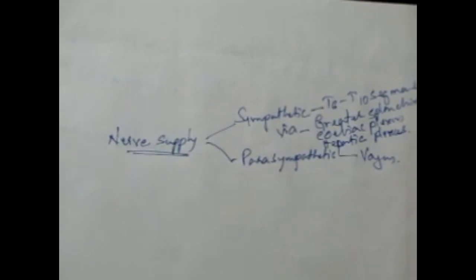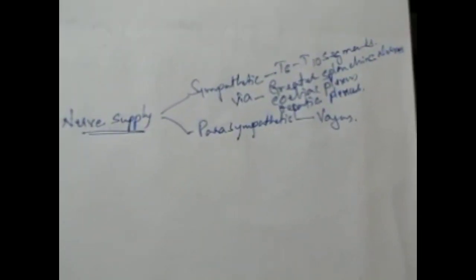In applied anatomy, we already know about gastric ulcers, gastric carcinoma, hyperacidity, and vagotomy. These are some of the applied anatomy.